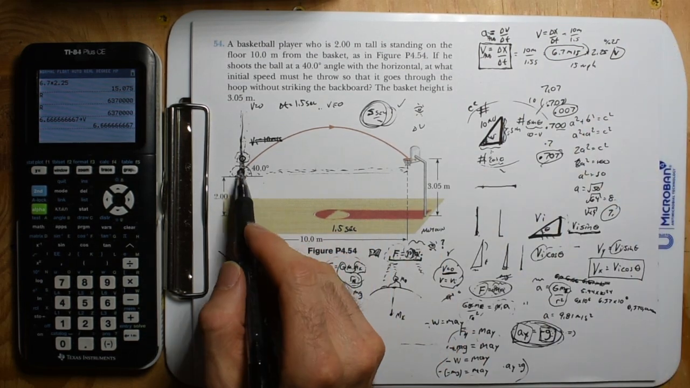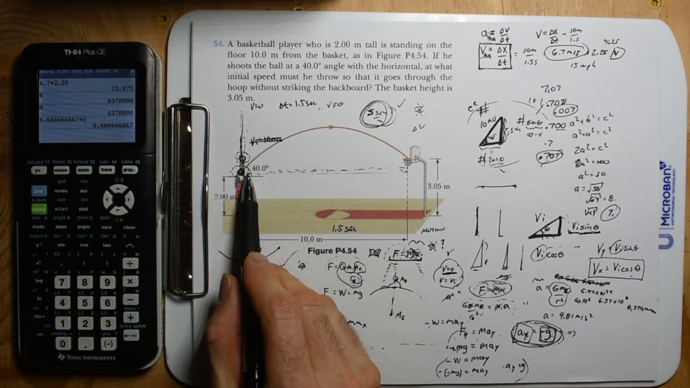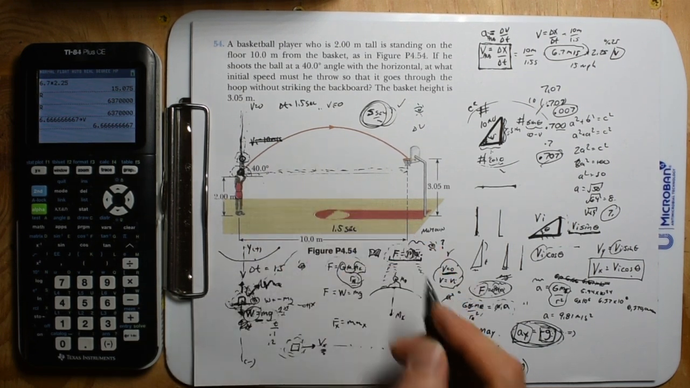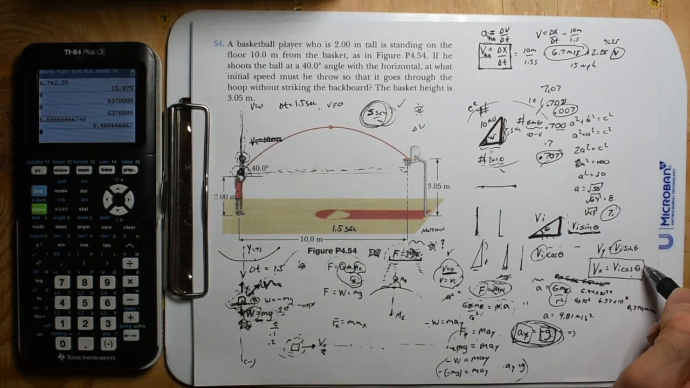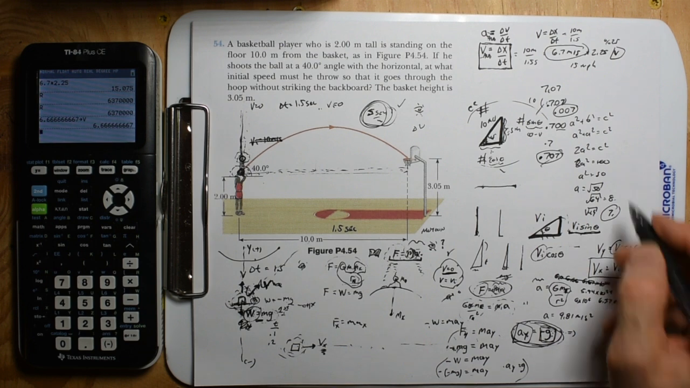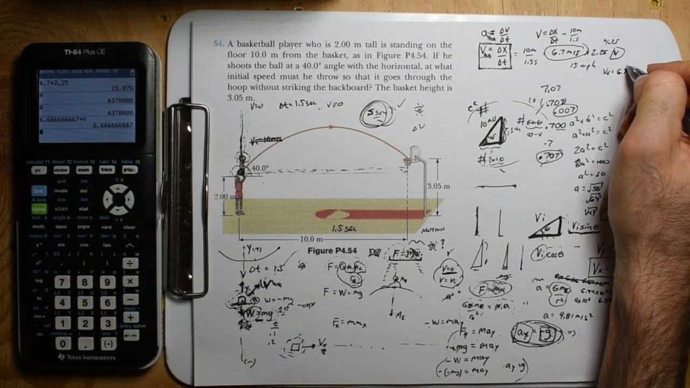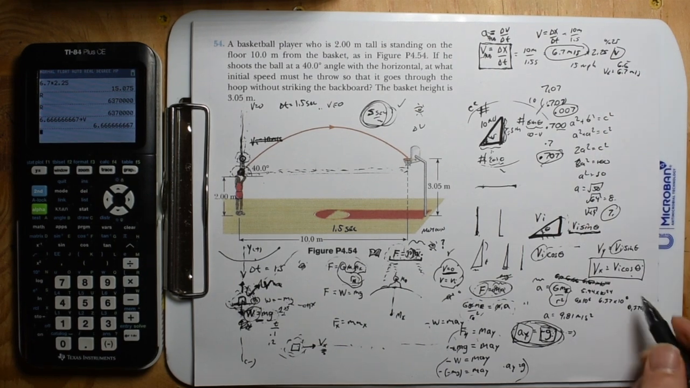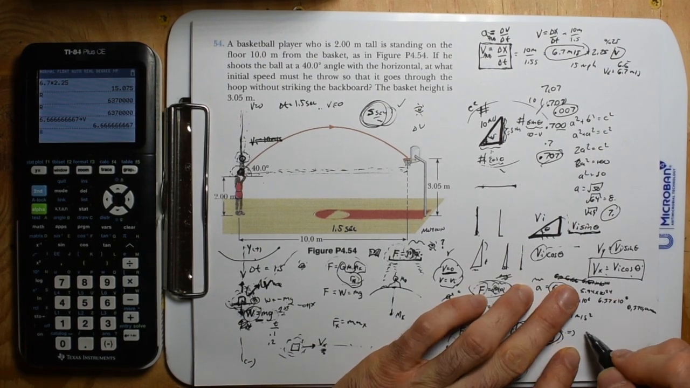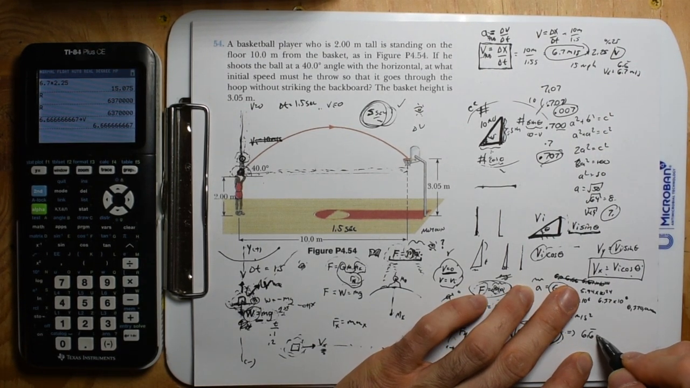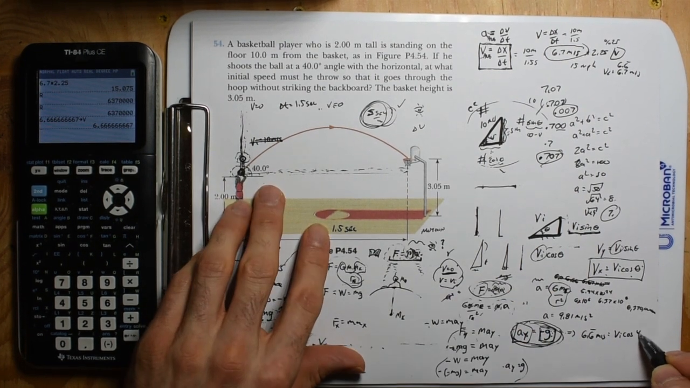Well, it literally told us the velocity in the x. So now from our equation, we know that v of x is 6.6 meters per second. And so if we go back to this equation, we got 6.6 meters per second is velocity initial cosine of 40.